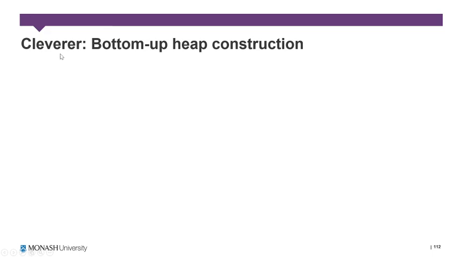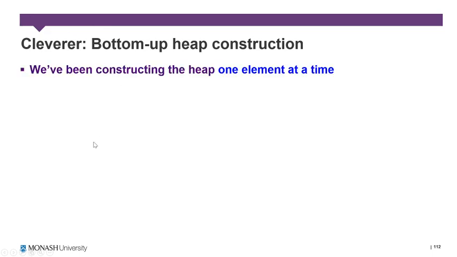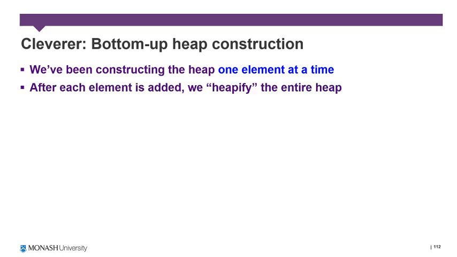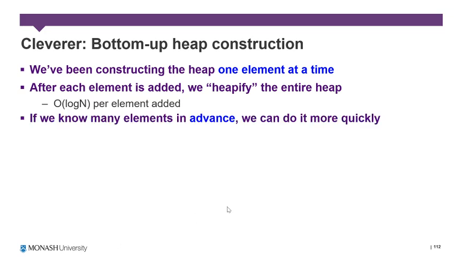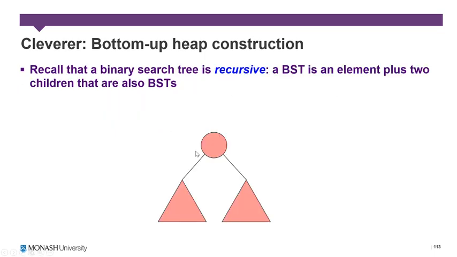The cleverer idea is a bottom-up heap construction. We've been constructing the heaps one element at a time. After each element is added, we heapify the entire heap to make sure that it's in the correct sorted order, and that's n log n per element added. If we happen to know many elements in advance, we can do it more quickly. Recall that a binary search tree is recursive. A binary search tree is an element plus two children that are also binary search trees.